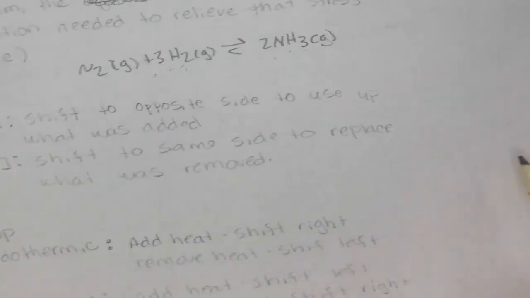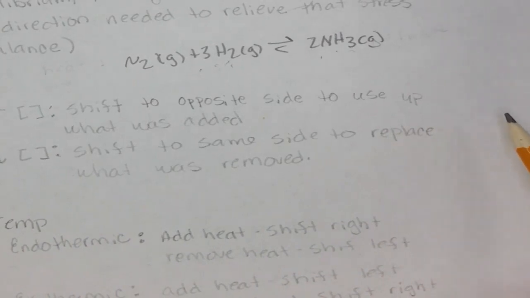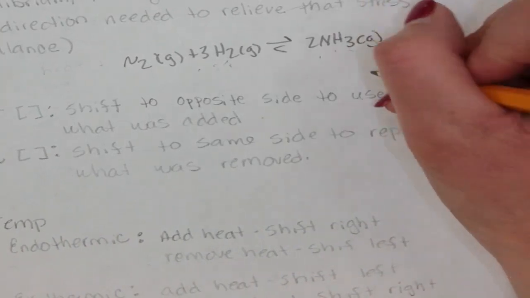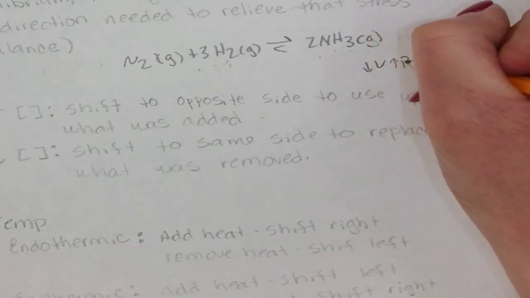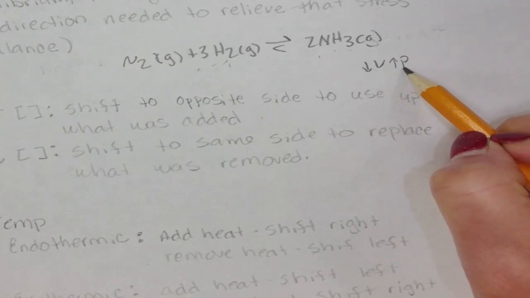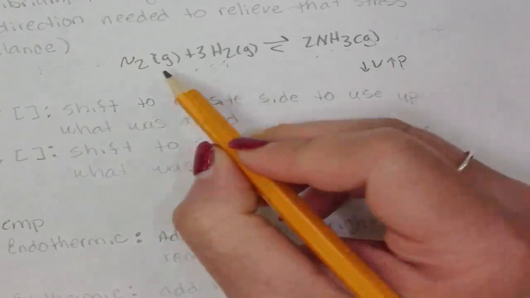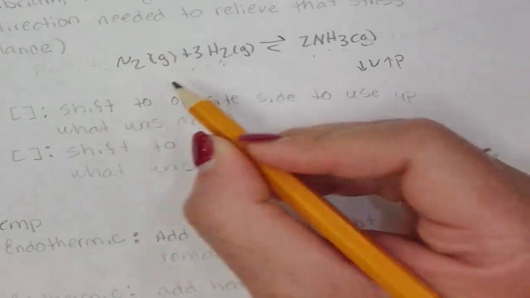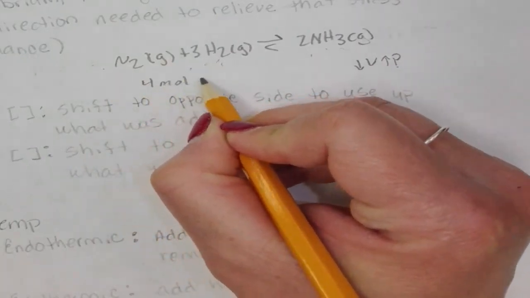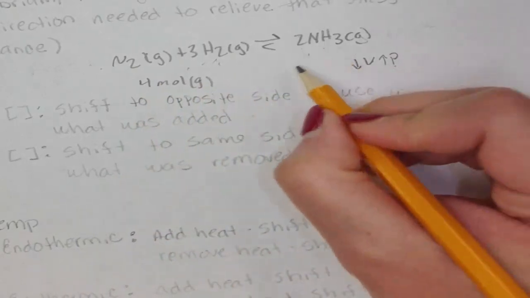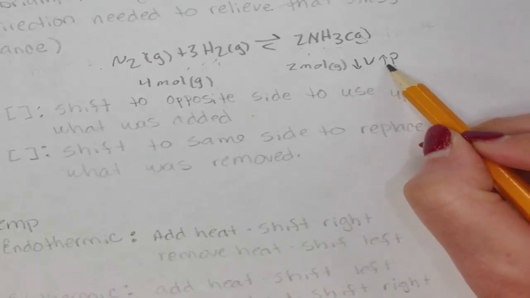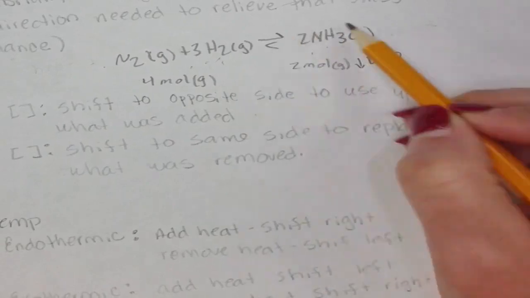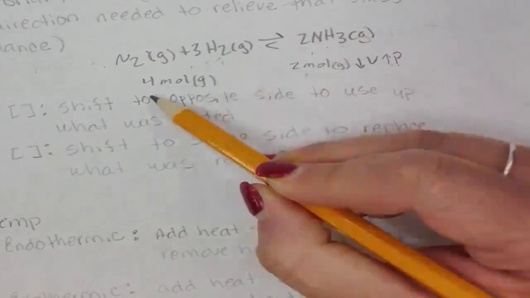All right, so in this example up here, let's say I was to decrease volume. If I decrease volume, that means I have increased pressure. I have more collisions. I need less collisions. My reactants have 3 + 1, 4 moles of gas. My products have 2 moles of gas. So if I increase pressure, more collisions. I want less collisions. The product side has fewer gas moles, so I would shift right.